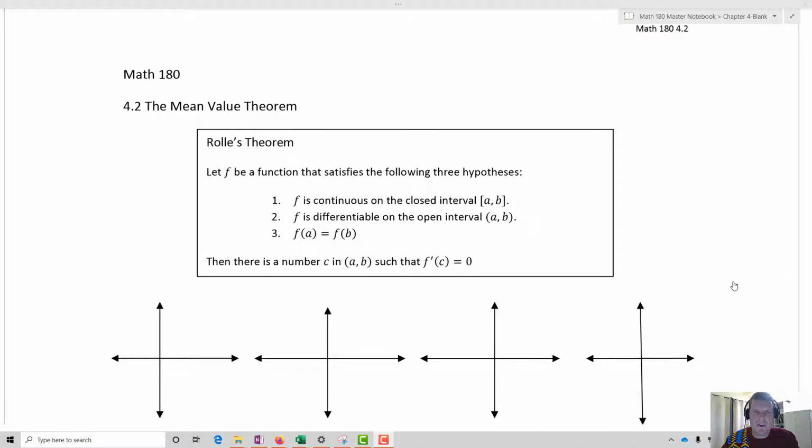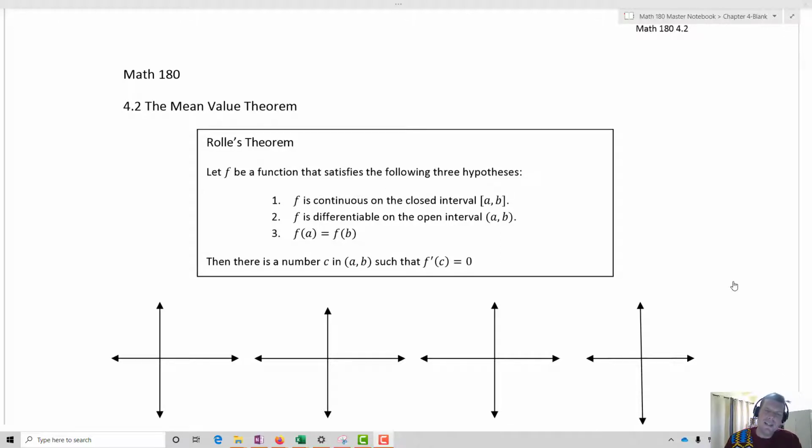And so we're going to start out with what's called a corollary of the mean value theorem, which is called Rolle's theorem. When we talk about a corollary, it's like a softer version, or something that can be used in addition to the mean value theorem. You'll see the point once we go through both Rolle's theorem and the mean value theorem.